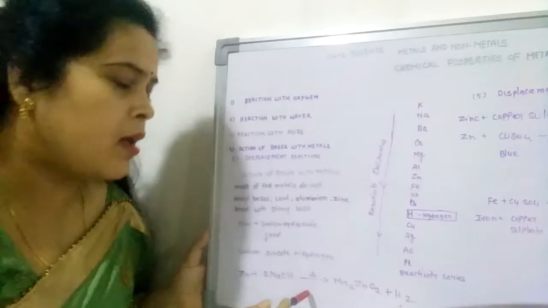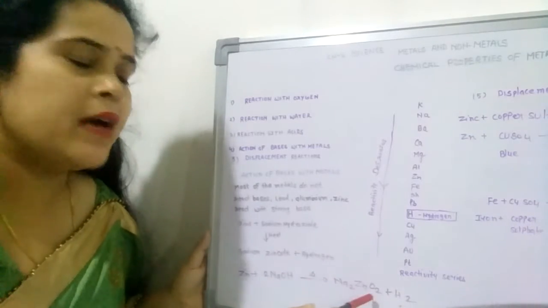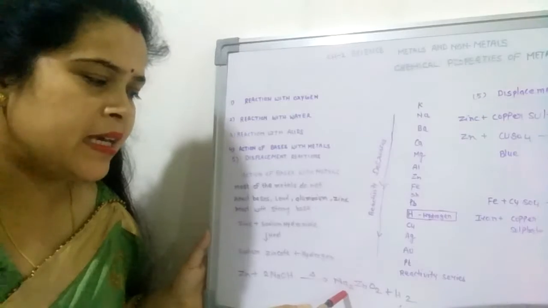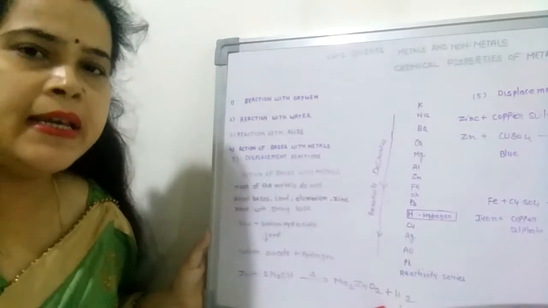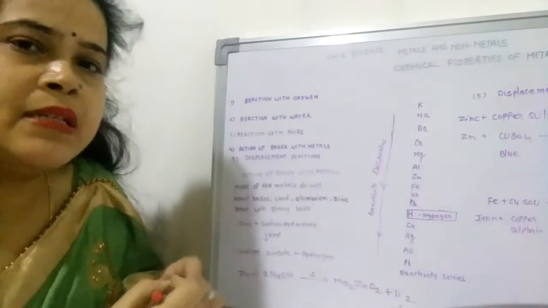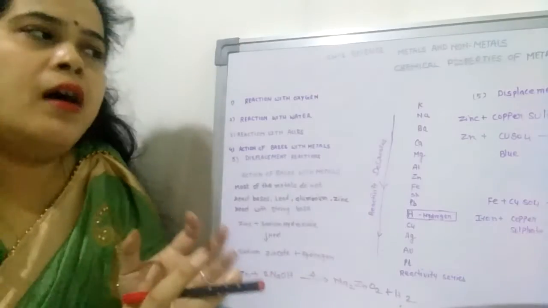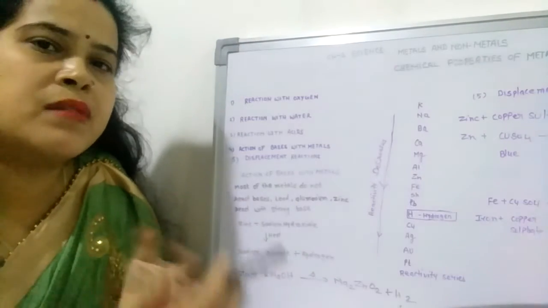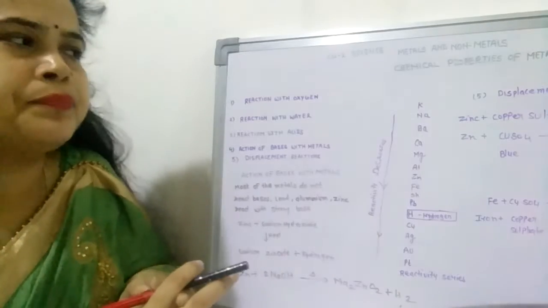So we heat the components and we get sodium zincate. Formula is Na2ZnO2 with the release of hydrogen gas. So in the action of bases, most of the metals do not react with the bases, but some react with the strong bases like sodium hydroxide.